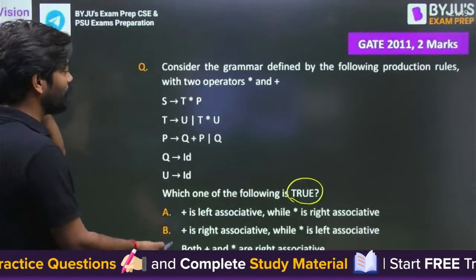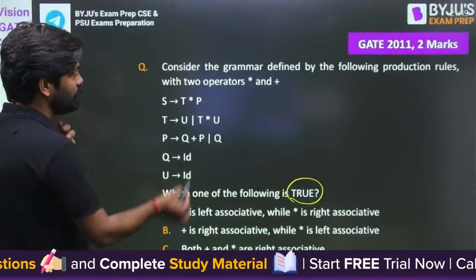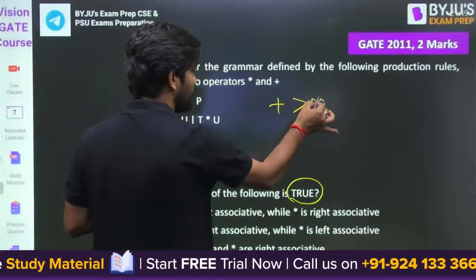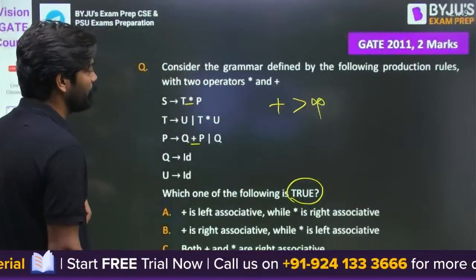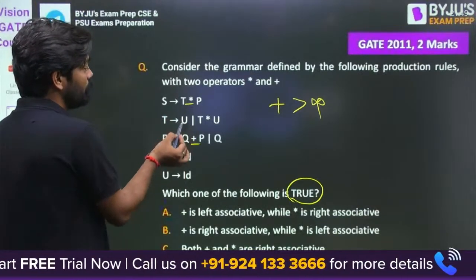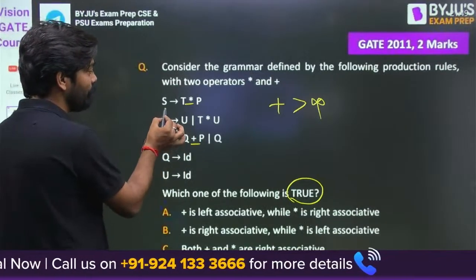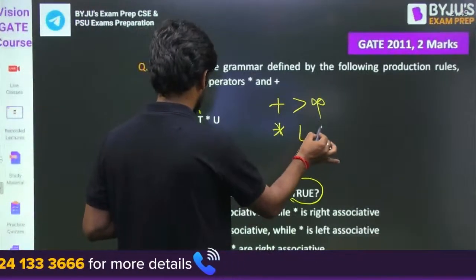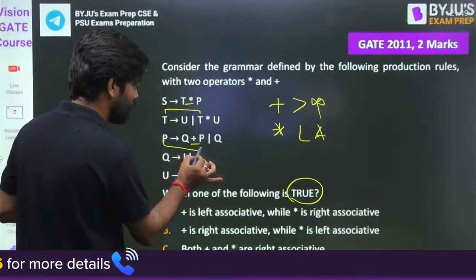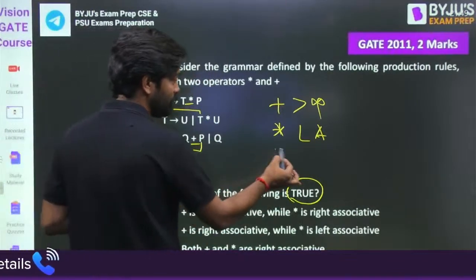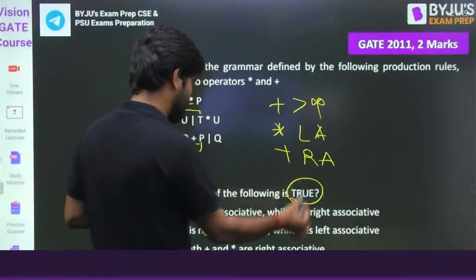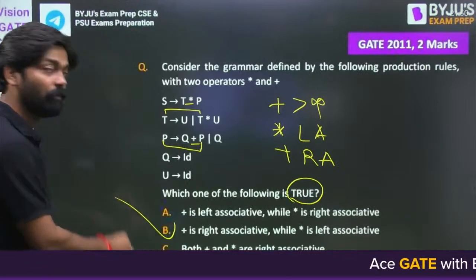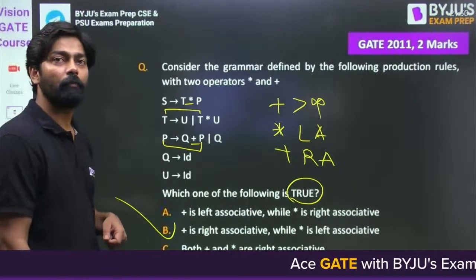See clearly here. Which one has higher precedence? Star we have and we have plus. So you know, plus has a higher precedence than star here. Fine. Now if you see this one, star is left associative. And plus is right associative. So you can check: plus is right associative and star is left associative. Yes. So B for Bombay is the correct option.